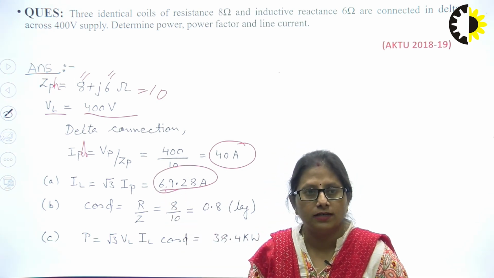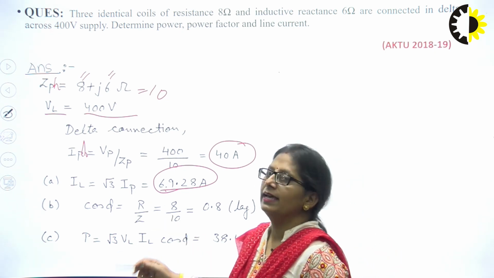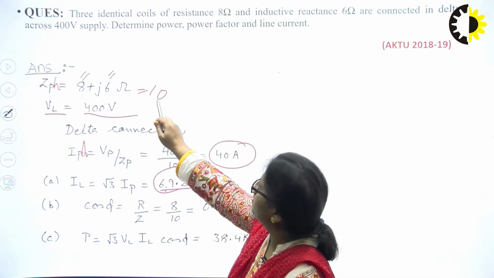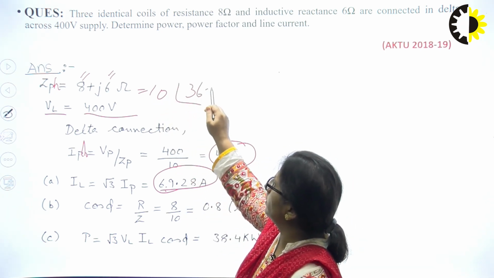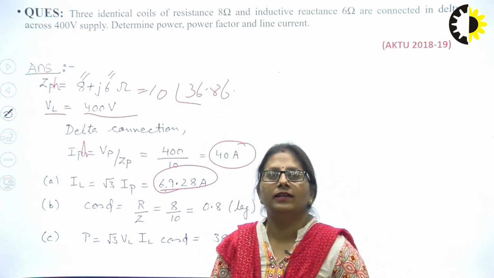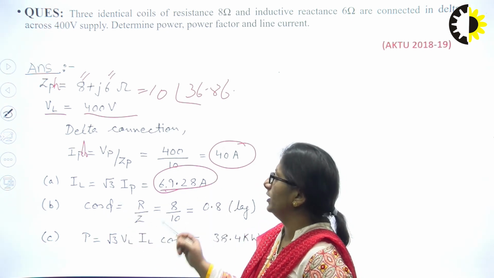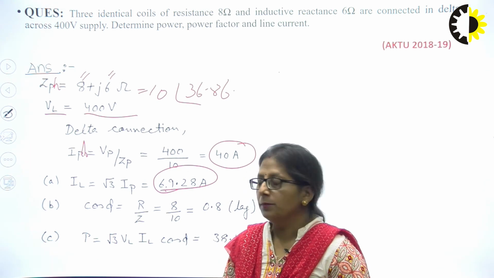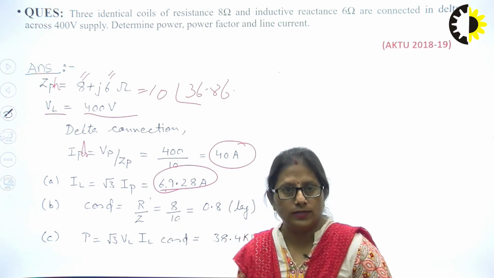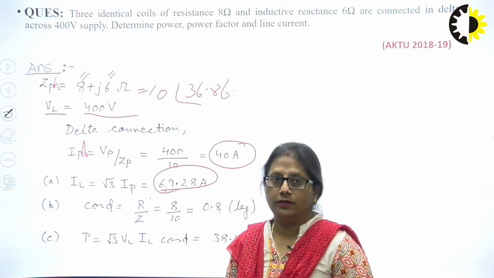What will be the power factor? I can be doing it by R by Z, as simple as that, right? Or I can be converting this into polar, and that angle is going to be 36.86, right? And if at all I do cos of 36.86, it is going to be 0.8, right? Or I may be going for R by Z. What is the resistance? 8. Impedance I just found out is 10. It is going to be 0.8 lagging, right? As the load is inductive.